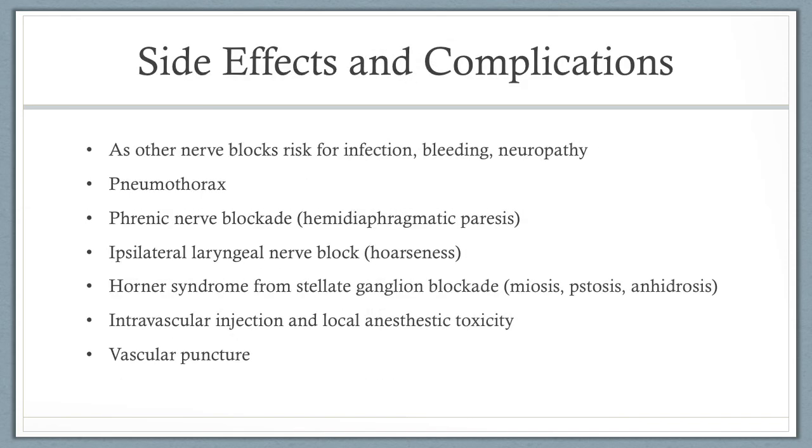Similar to other peripheral nerve blocks, this nerve block also has risks for infection, bleeding, neuropathy, and rarely nerve damage. In addition, the supraclavicular nerve block has a risk of pneumothorax, which has been decreased with the use of ultrasound. Side effects include transient hoarseness from ipsilateral laryngeal nerve block, Horner syndrome from stellate ganglion blockade, and hemidiaphragmatic paresis from a phrenic nerve blockade. Local anesthetic toxicity from intravascular injection and vascular puncture are also possible.